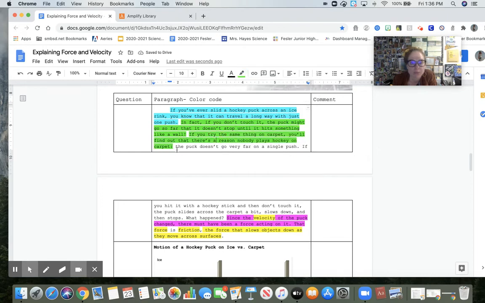Then there's this quote, the puck doesn't go very far on a single push. If you hit it with a hockey stick, then don't touch it, the puck slides across the carpet a bit. It slows down and it stops. That's giving me more like evidence. It's giving me detail. So I'm going to make that blue.